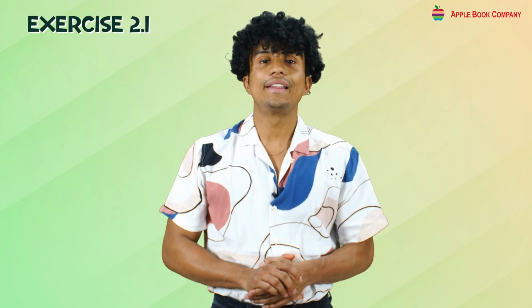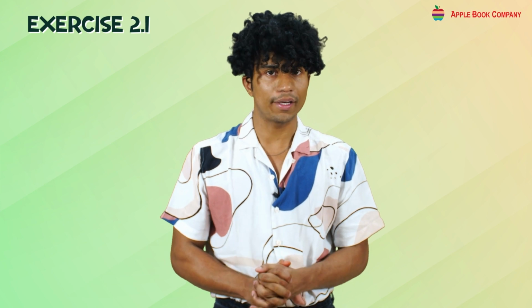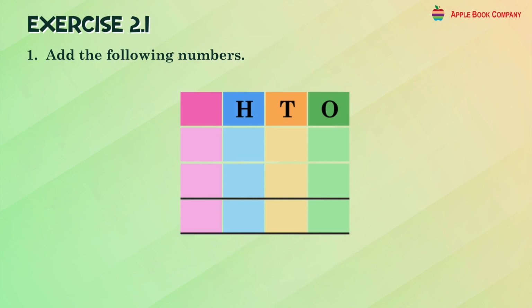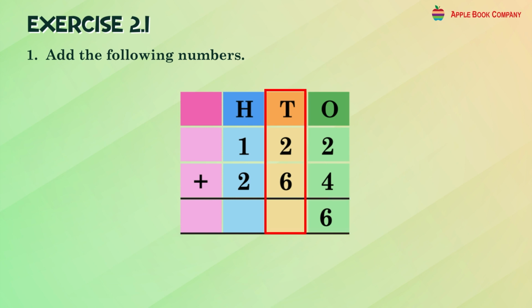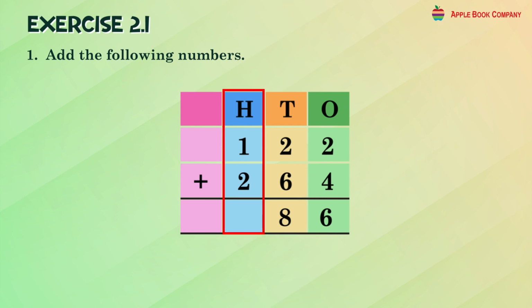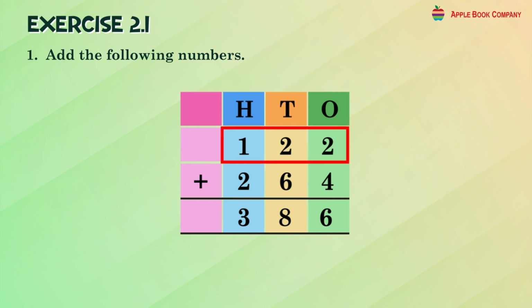Now let us do this with Exercise 2.1, in which we are going to add 3-digit numbers. If the numbers are 122 and 264, we start by adding ones, which is 4 plus 2, which gives us 6. Tens, which is 6 plus 2, gives us 8, and in hundreds we have 2 plus 1, which gives us 3. The total of 122 plus 264 then is 386.